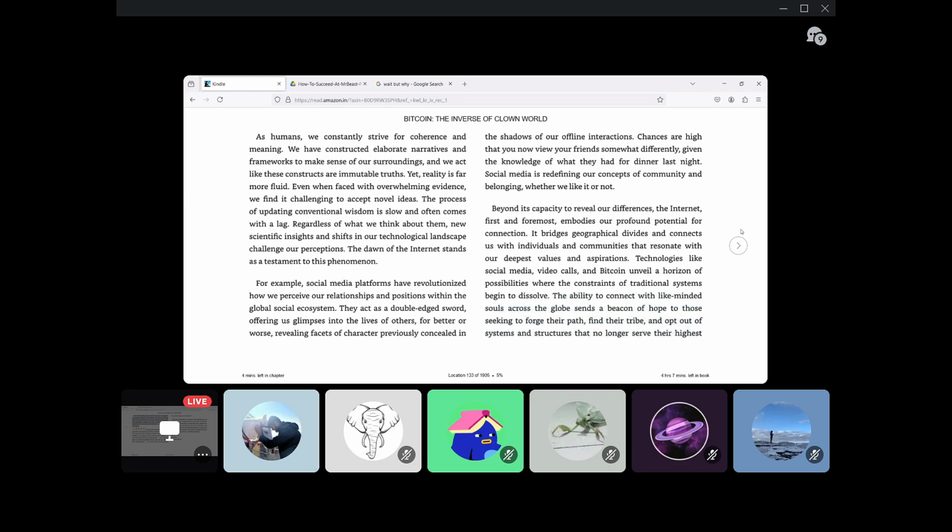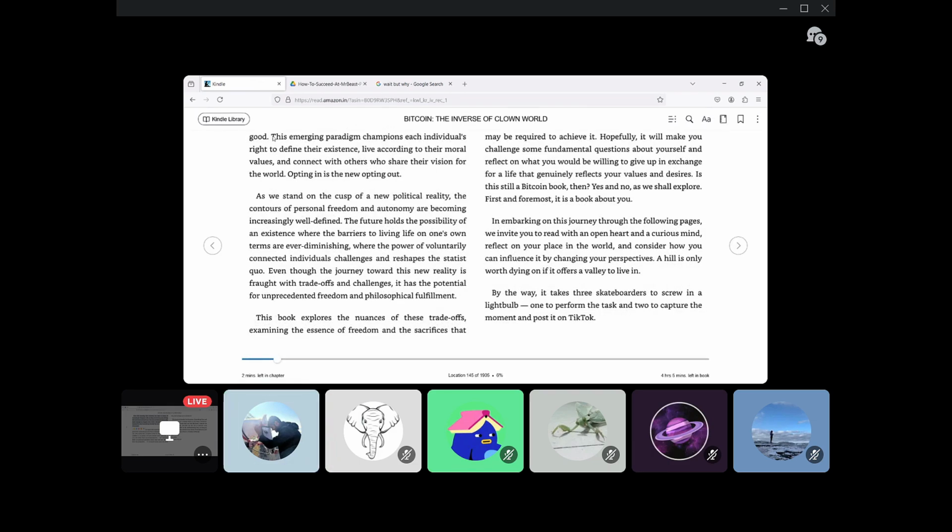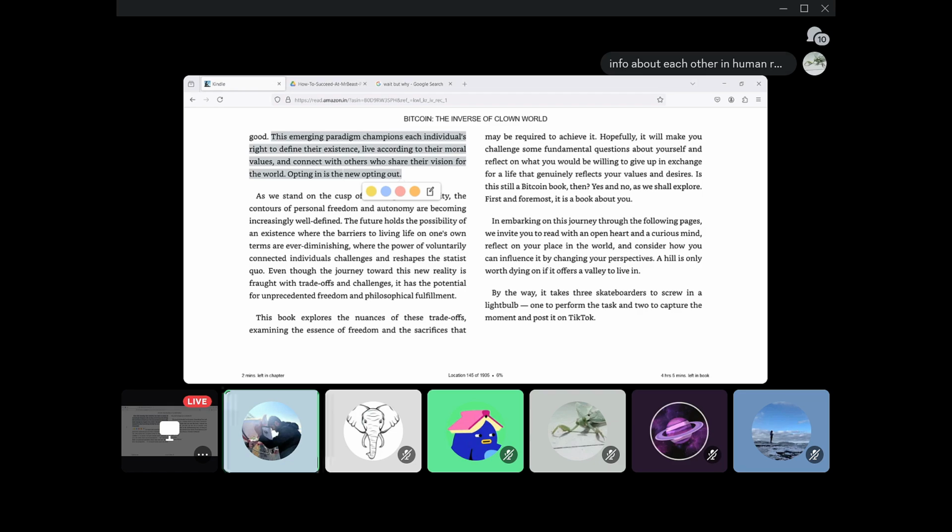their highest good. This emerging paradigm champions each individual's right to define their existence, live according to their moral values, and connect with others who share their vision for the world. Opting in is the new opting out. Yep, yep. So the word paradigm itself, to the best of my explanation, means something that you are able to see, something that makes sense to you, if not physically see, if a more metaphorical thing is required.